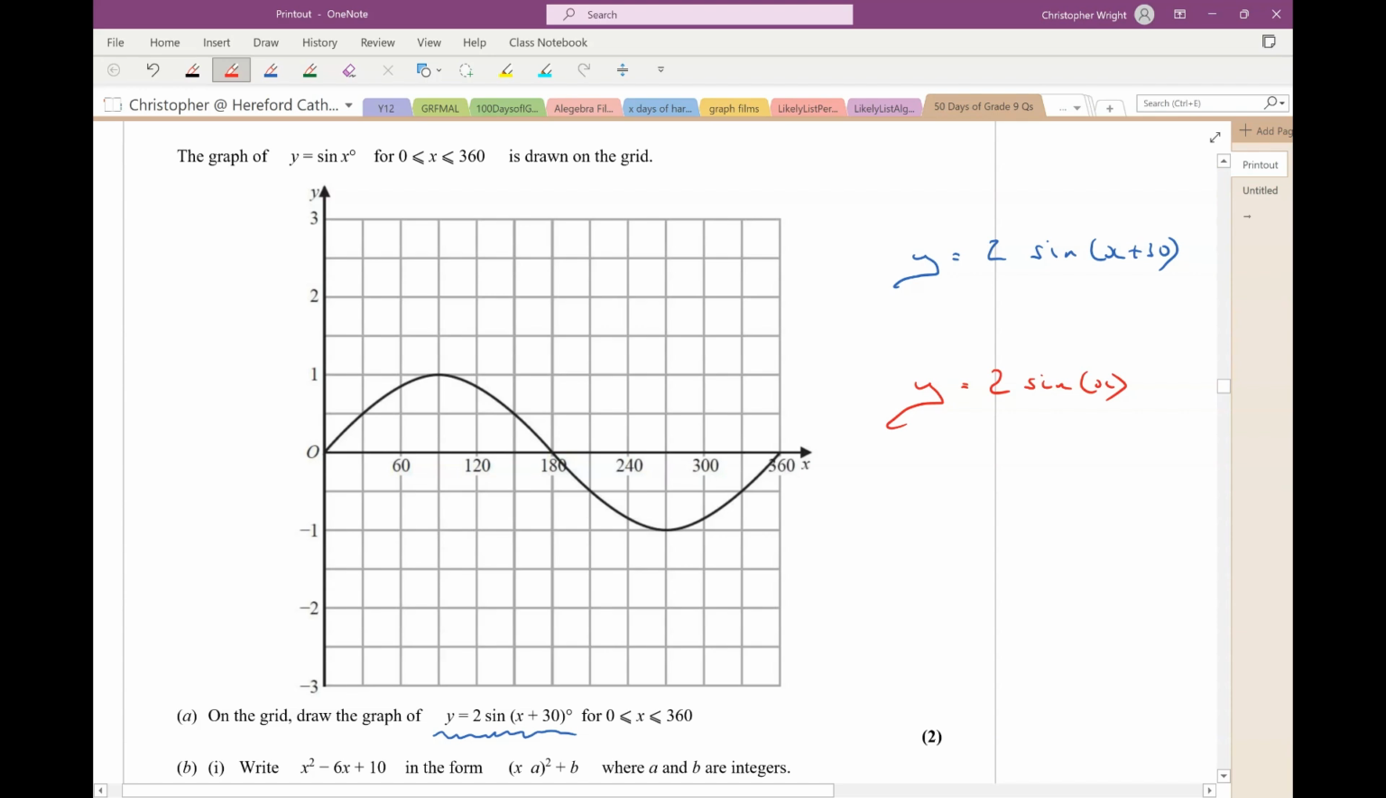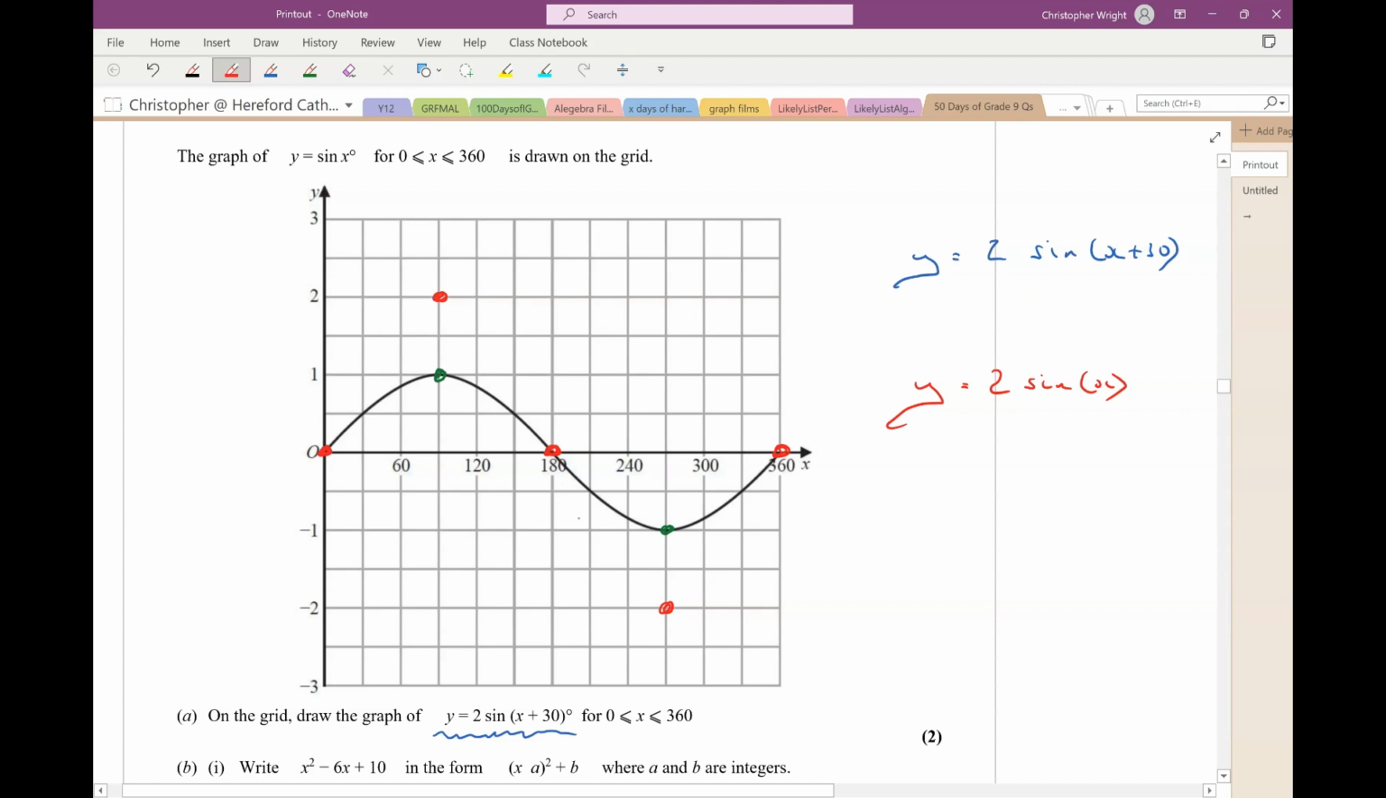So the zeros would remain at 0, because double 0 is 0. Now this point here, instead of having a y value of 1, would now have a y value of 2. And this point here, instead of having a y value of minus 1, would now have a y value of minus 2. So that red curve would look like that. So that is the curve of y equals 2 sine x.